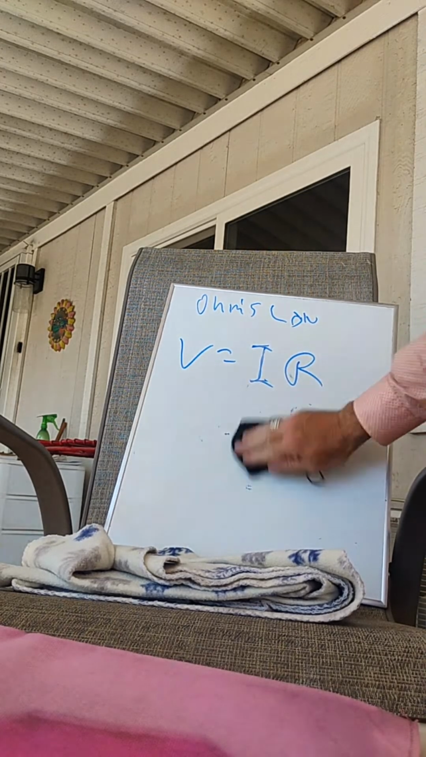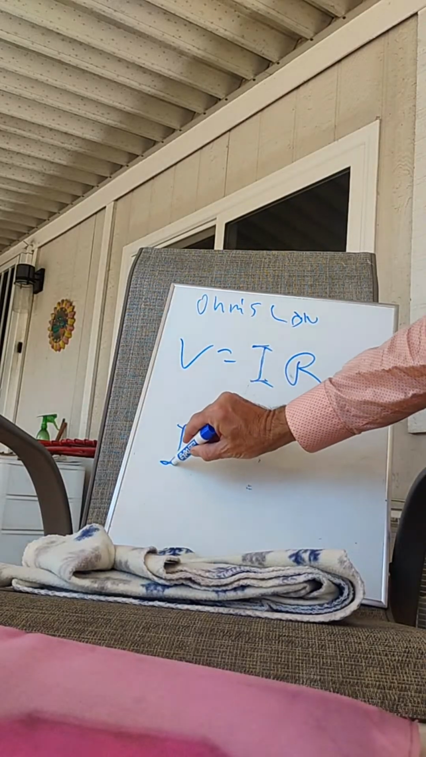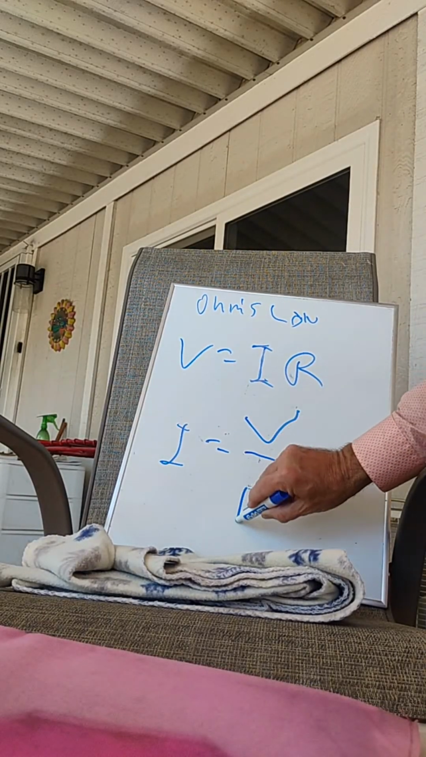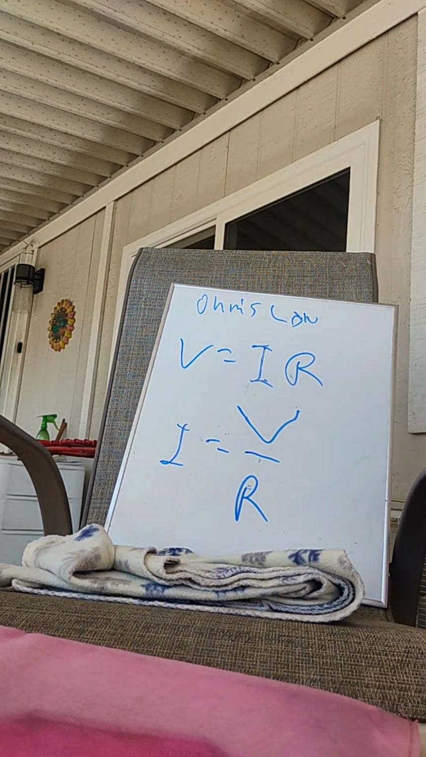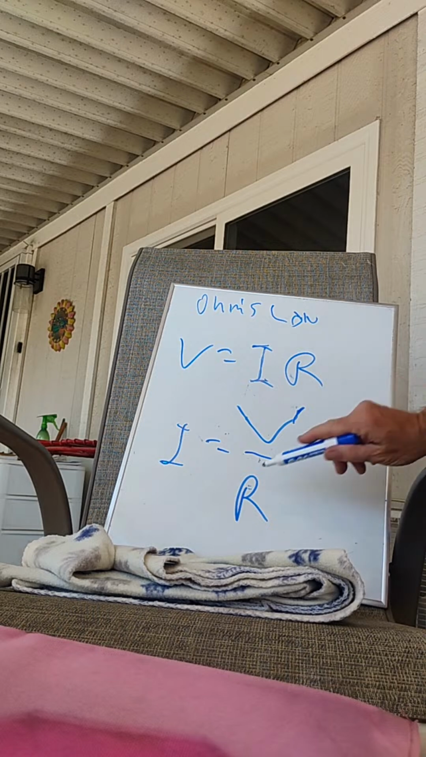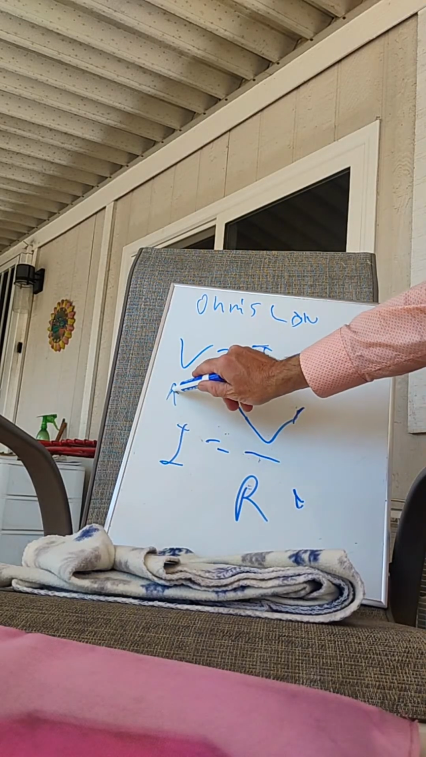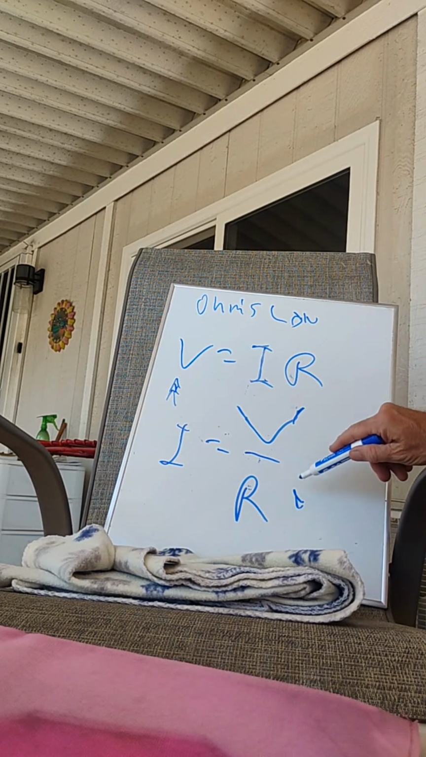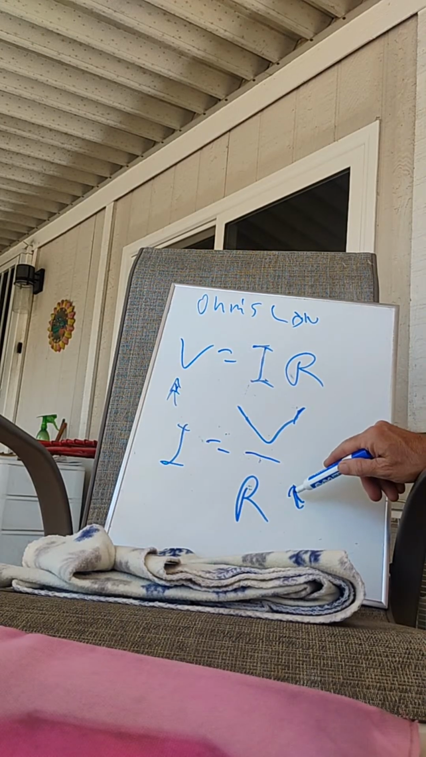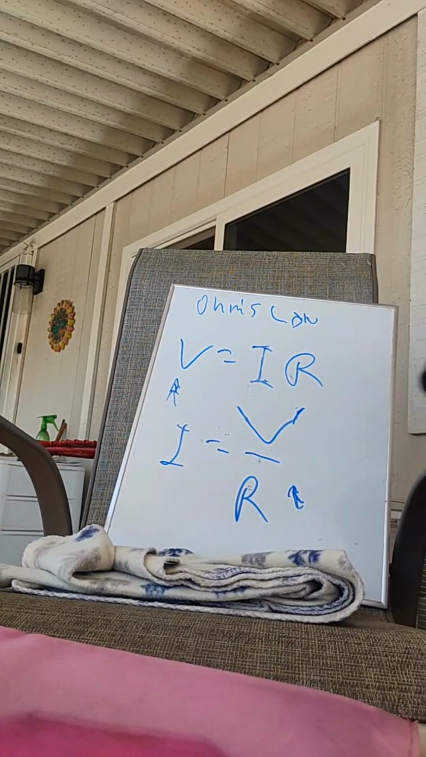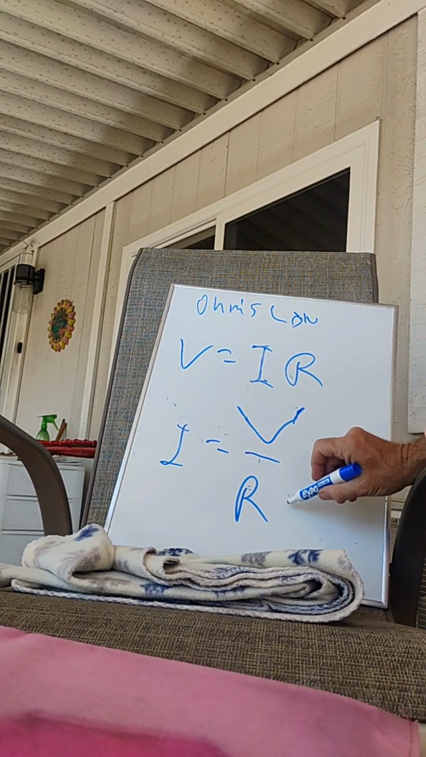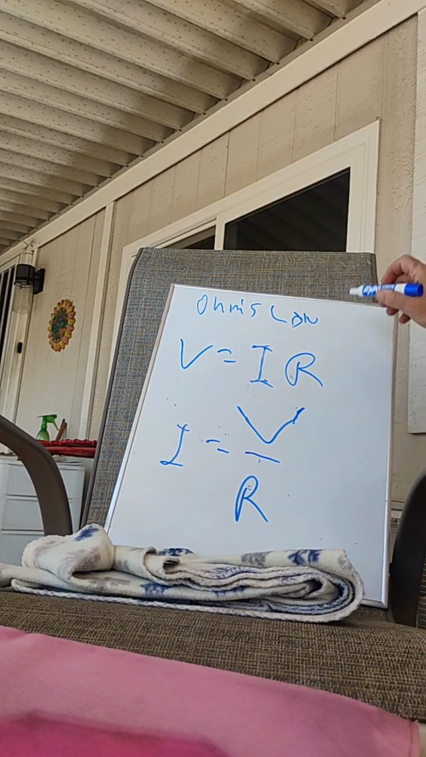Now let's do it the other way. I equals V over R. Current equals voltage over resistance. Oh yeah, if the voltage goes up, you're going to have more current. If the resistance goes down, you're going to have more current. Because if the resistance is low, that makes a higher current. So based on this equation, if you have very little resistance with the same amount of voltage, you're going to have a lot of current. On the other hand, if you have a certain amount of resistance and you have more voltage, you're going to have more current. So that makes sense too.